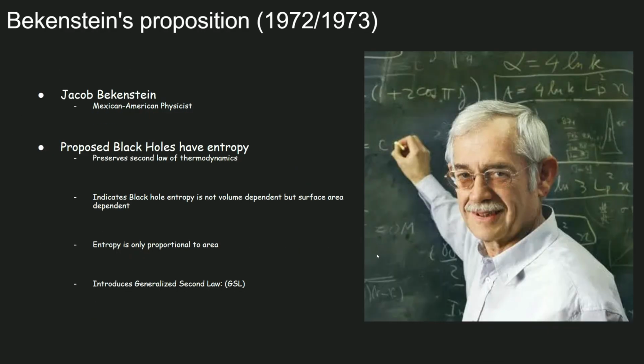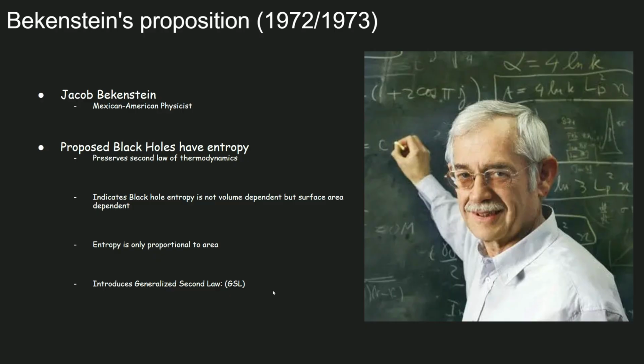These were the initial thoughts up until 1973, where Jacob Bekenstein, this amazing Mexican American physicist, proposed that black holes have entropy. And he proposed that black holes must have entropy in order to preserve the second law of thermodynamics. He argued that the event horizon should be proportional to the entropy, where the black hole entropy is not volume dependent, but rather proportional to the surface area. Following this proposition, he introduced the generalized second law.